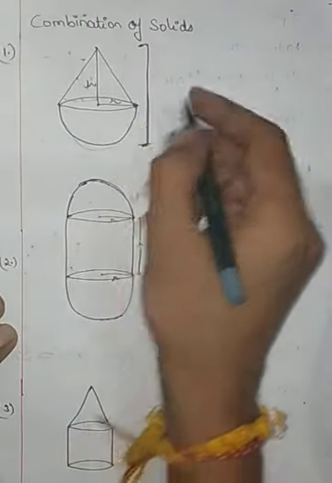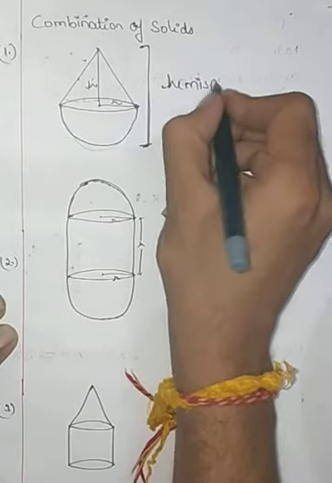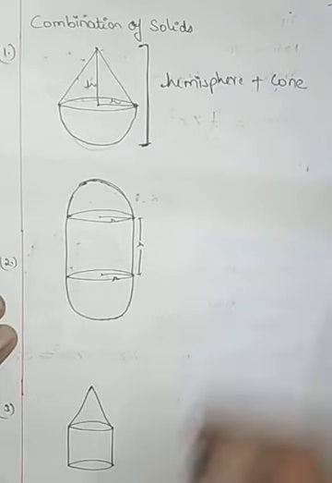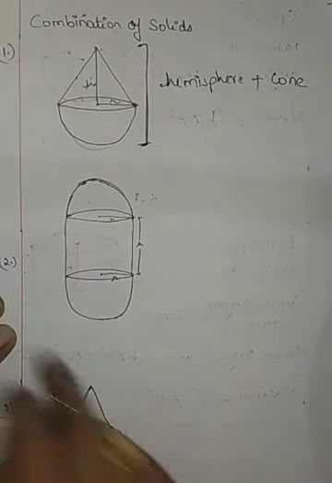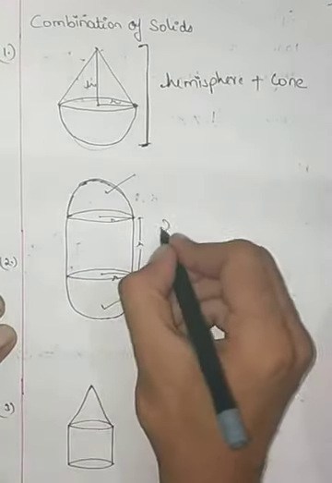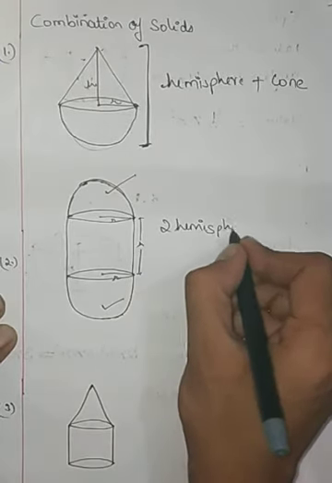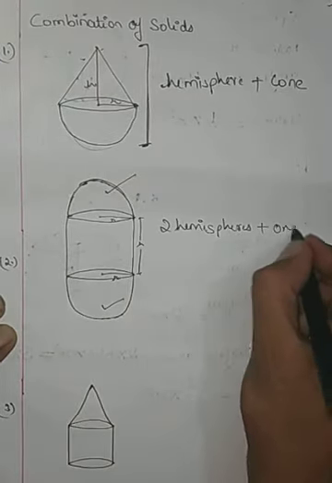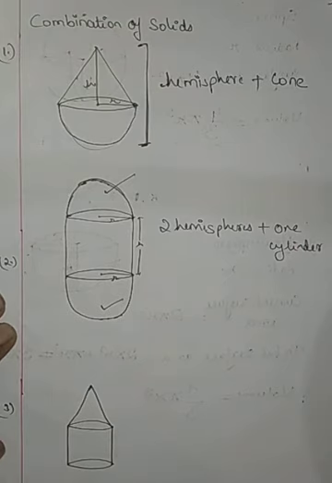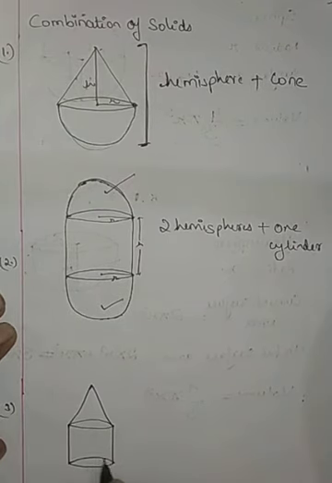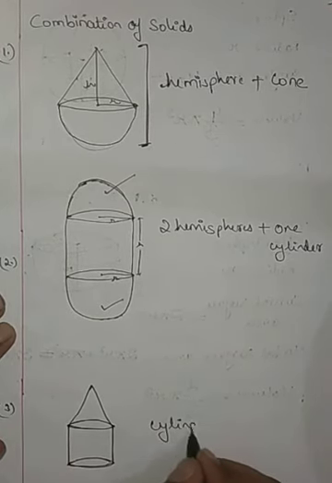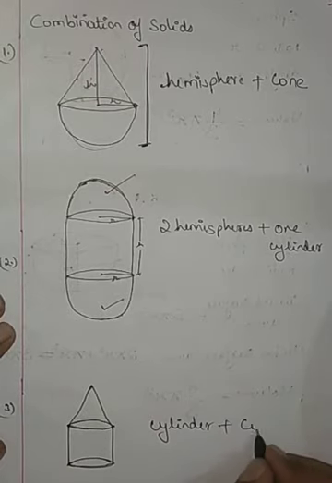In the bottom we have a hemisphere, plus on the top we have, what shape is this? Cone. In this, what shape is there? A hemisphere and a cylinder. Means two hemispheres plus one cylinder. The third shape, here what do we have? On the base, what do we call this shape? A cylinder, plus on the top there is cone.